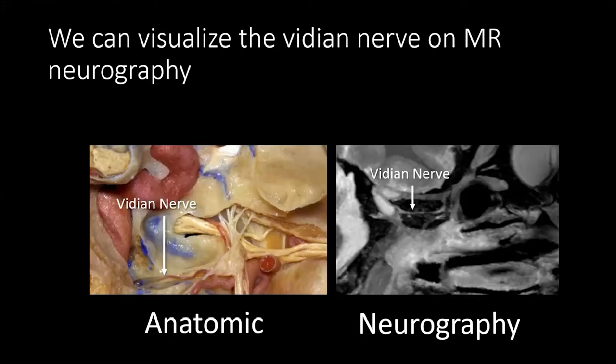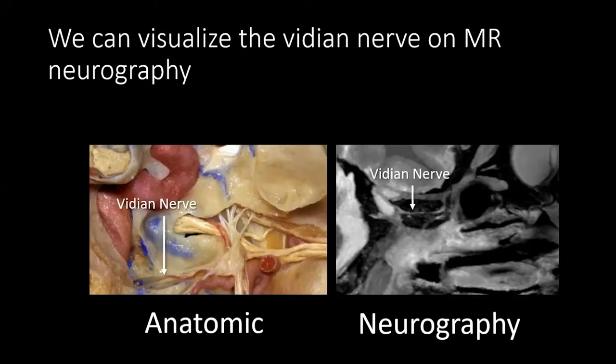So you can see here that the vidian nerve is the thin line going through the vidian canal. Right above it, you see that line above it? That's V2 in foramen rotundum. So they're kind of like stacked. V2 in foramen rotundum, and below it, the vidian nerve.